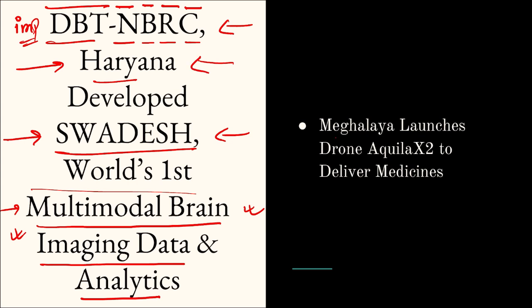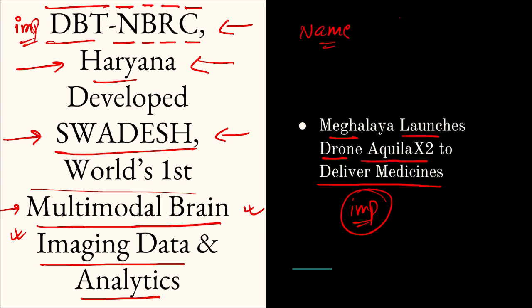Next, Meghalaya has launched the drone Aquila X2 to deliver medicines. Mark this, this is also important information. A question can be asked: which state has launched a drone to deliver medicines? What is the name of the particular drone? The drone's name is Aquila X2.